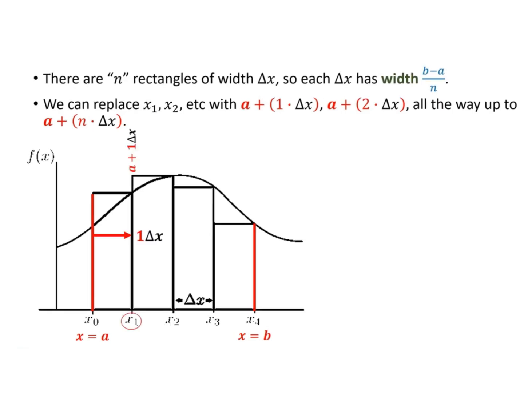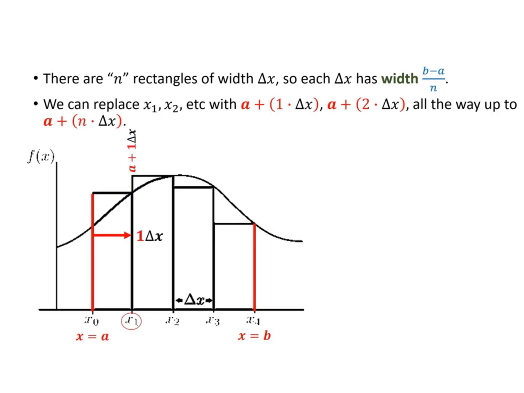And let me illustrate this, okay? So when I add, so this is 1 change in x here. A plus, so my a, that's where I started, plus 1 change in x. That's going to be my x sub 1. And I just wrote it up here.